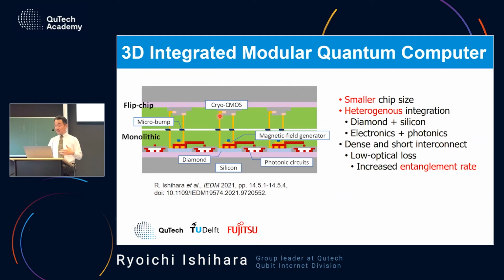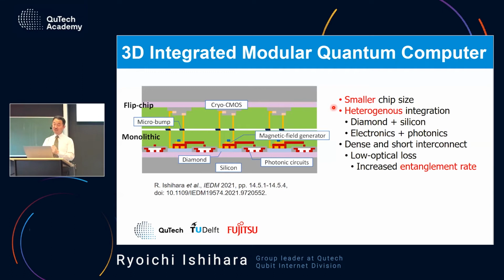So we have additional advantages with this integration. The first is a smaller chip size compared to 2D integration, because simply you can put chips on top of each other. Second is, as I mentioned, heterogeneous integration is possible. Now we need to integrate diamond and silicon. 3D integration is best suited for this kind of heterogeneous integration. Also, we can integrate electronic circuit and photonic circuit. This is also heterogeneous integration.